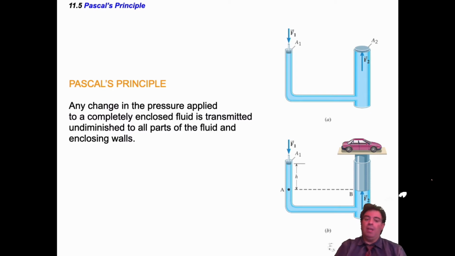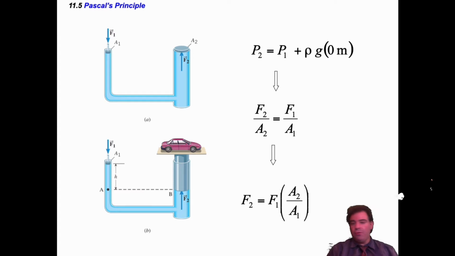So what does Pascal's principle state? It basically states that any change in pressure applied to a completely enclosed fluid is transmitted undiminished to all parts of the fluid and the enclosing walls. So what does that mean? That means that the pressure at two different parts of the liquid, and any changes thereof, must be equal, because the pressure must be transmitted undiminished. So the pressure in one column is, of course, force over area, and the pressure in the other column is again force over area as well. So the formula for Pascal's principle becomes F2 divided by A2 equals F1 divided by A1.